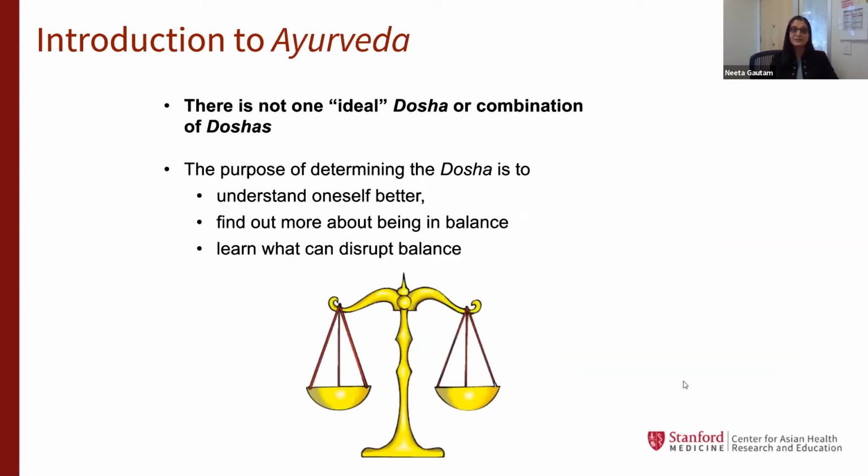An important concept in Ayurveda is that there is not one ideal dosha or combination of doshas. The goal is not for all of us to be the same in terms of our composition, or that all three doshas are meant to be always present in equal proportion. The purpose of understanding one's dosha is to understand oneself better, to understand more about what it means for the individual to be in balance, and what can potentially disrupt that balance.